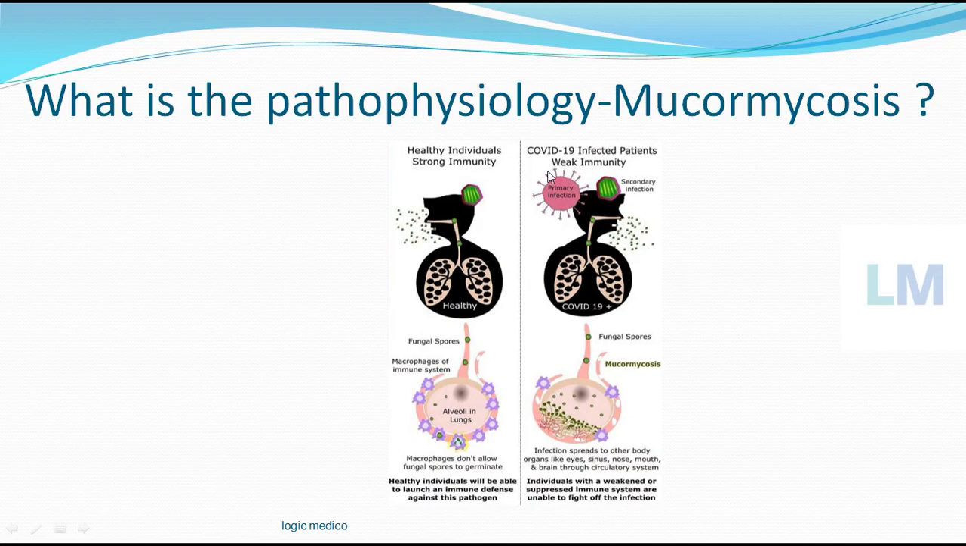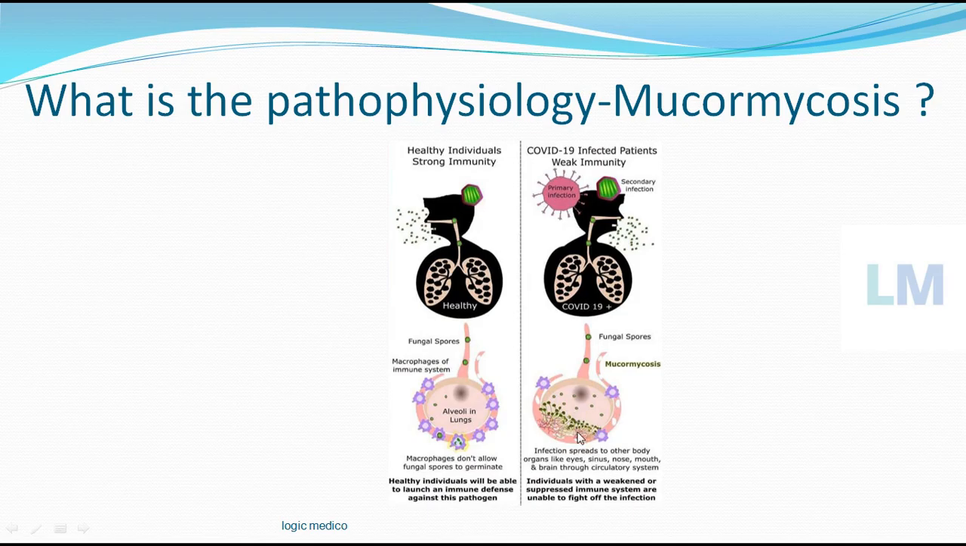But what happens in a COVID-19 infected patient? Because of the weak immunity, the primary infection here is COVID-19, and that has reduced the immunity. So this fungal infection, mucormycosis, is called the secondary infection. It usually happens due to weakened immunity. Once the fungal spores enter here, they start germinating. I told you previously about germination of the fungus, and once they germinate, they sprout within the lung, resulting in pulmonary mucormycosis.